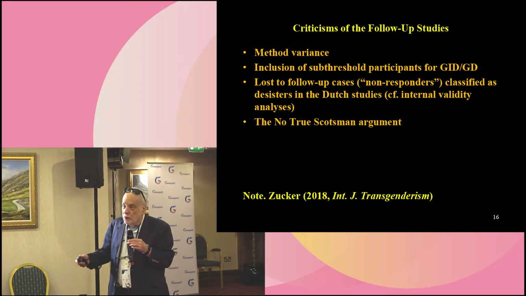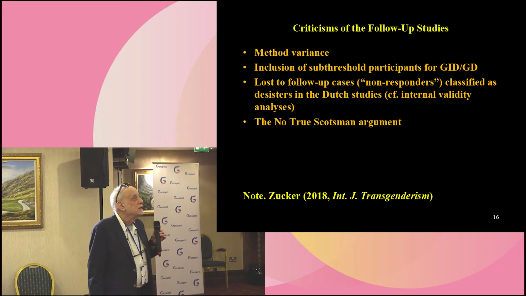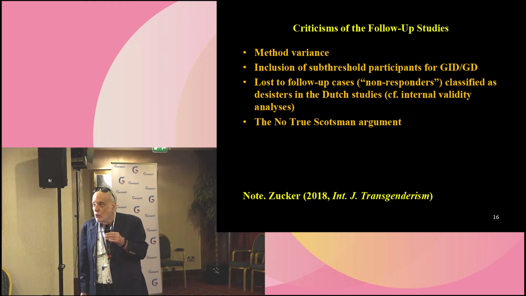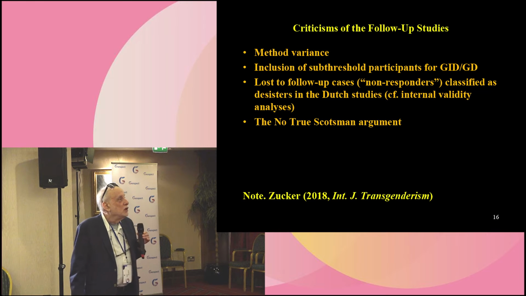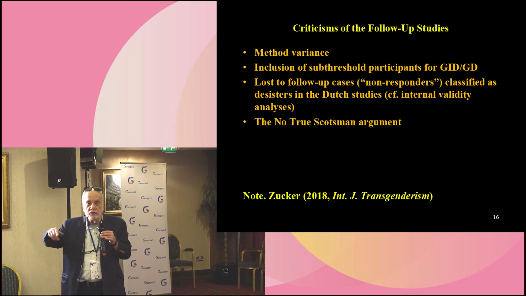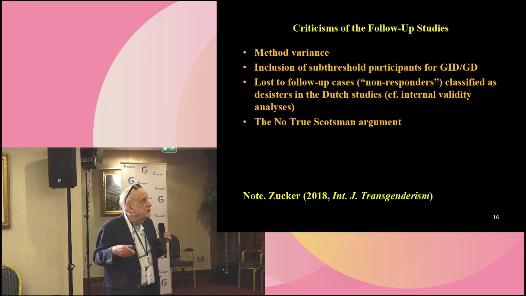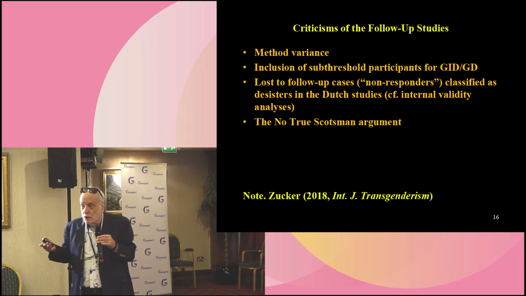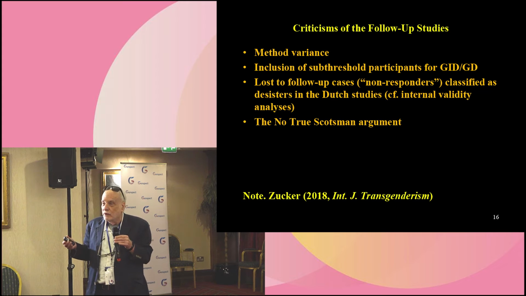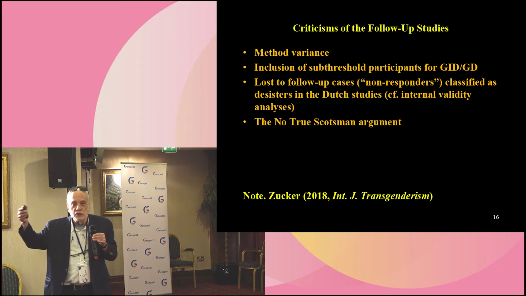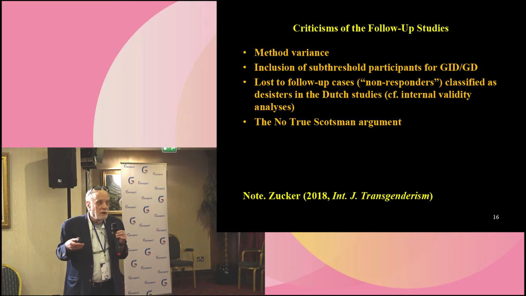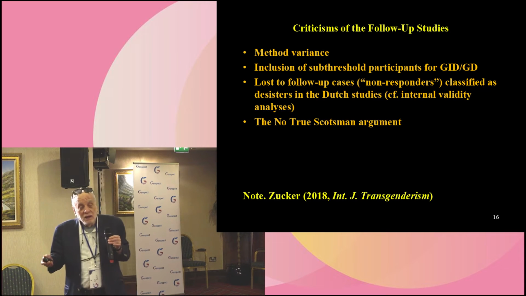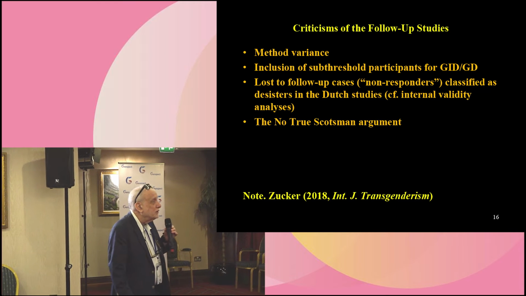Some critics have jumped all over my Dutch colleagues because they weren't able to follow up all of their cases, which is normal in any kind of research. But the Dutch classified their non-responders as desisters. And their argument, which I think was quite reasonable, was, look, we're the only clinic in the Netherlands. So if a kid continues to have gender dysphoria and wants to do something about it, they've got to come see us. And that's not a bad argument, I think.